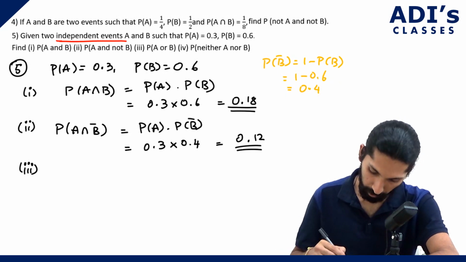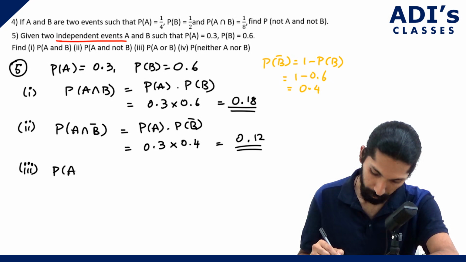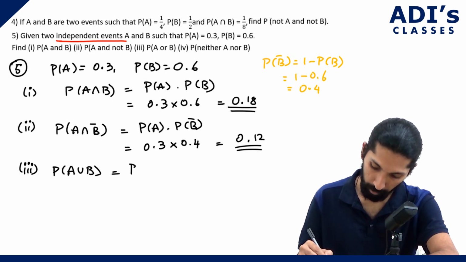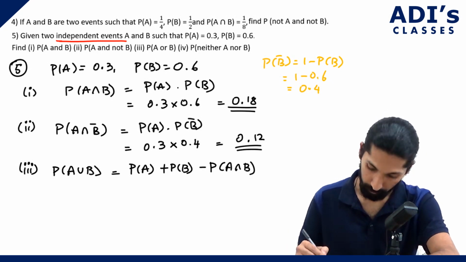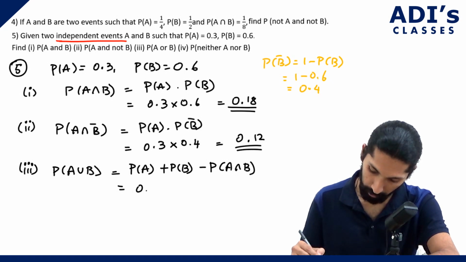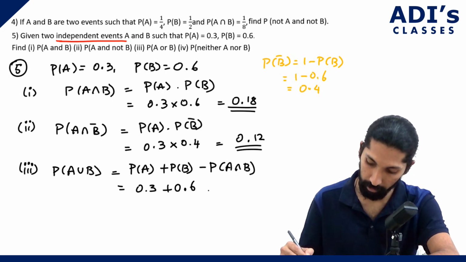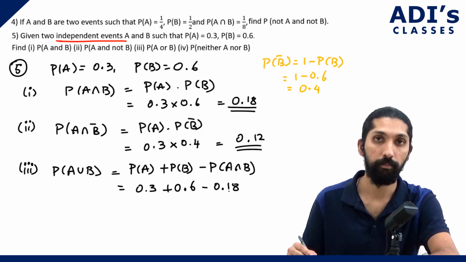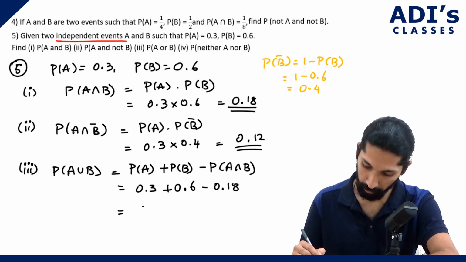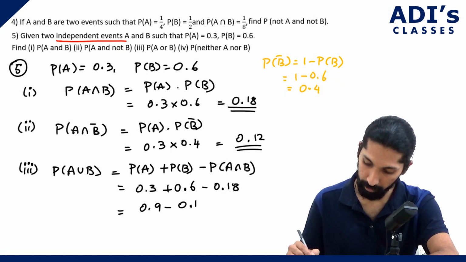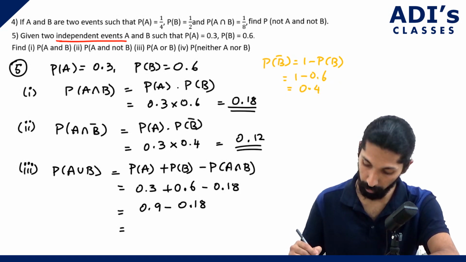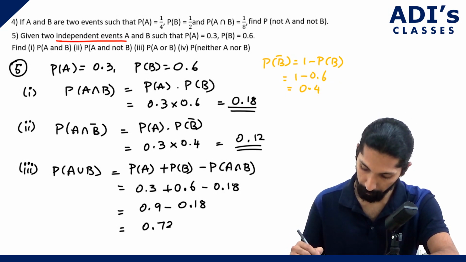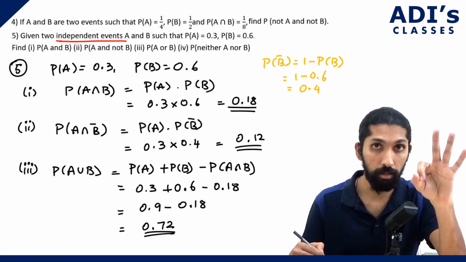When you look at the third part, it is P of A union B, correct? That's P of A plus P of B minus P of A intersection B, isn't it? So, which is 0.3 plus 0.6 minus 0.18, right? Which is 0.9 minus 0.18. So 0.9 minus 0.18, this is going to be 0.72. This is the answer for the third one.